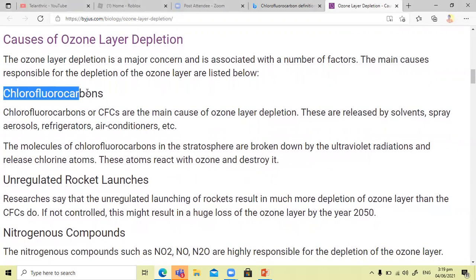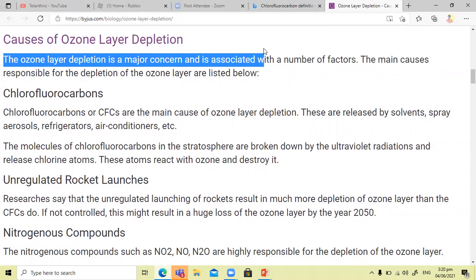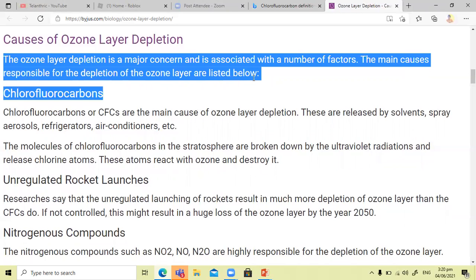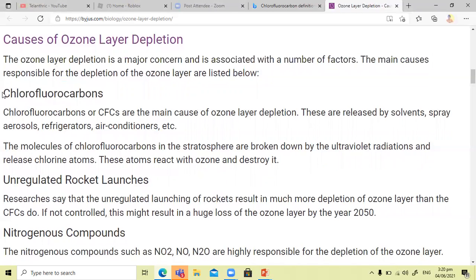As we can see, some causes. Ozone layer depletion is a major concern and is associated with a number of factors. The main causes responsible for the depletion of the ozone layer are listed below.